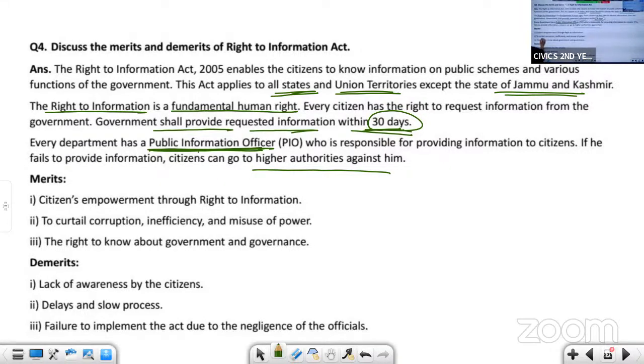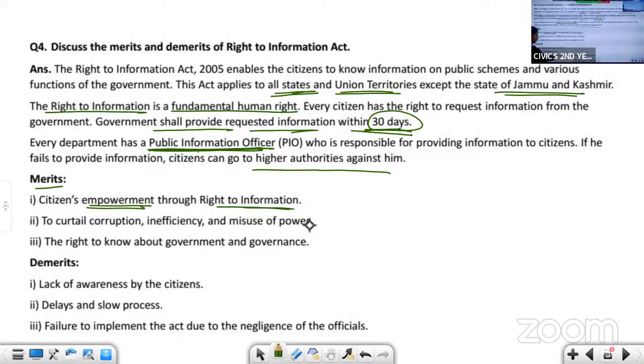So what are the merits here? The citizens are empowered. The first merit is citizens' empowerment. Citizen has got power to know anything. He has got right to information. He can collect any information.